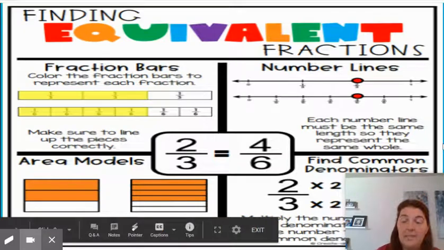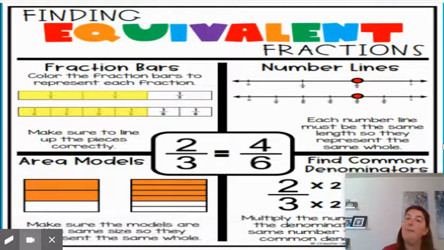In your packets and in your online instruction, you will see a paper or an anchor chart just like what you see on your screen now. This anchor chart is something that you can refer to. I'm going to go over the different ways that we can model equivalent fractions in this video, and you can refer to this paper as a reminder to check those different ways that we might see it represented.